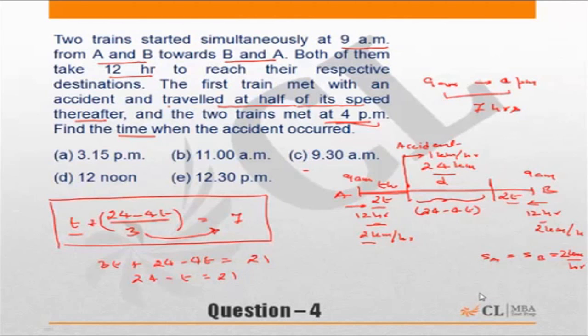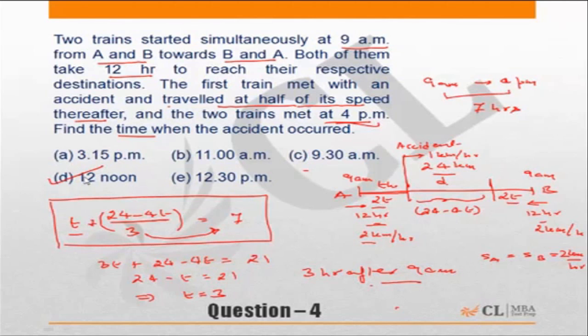Or this tells us that t is equal to 3, or t is equal to 3 hours. So the accident occurred 3 hours after start. The accident occurred 3 hours after start, but the start was at 9 am. So the accident occurred at 12 noon. Correct answer is choice D.